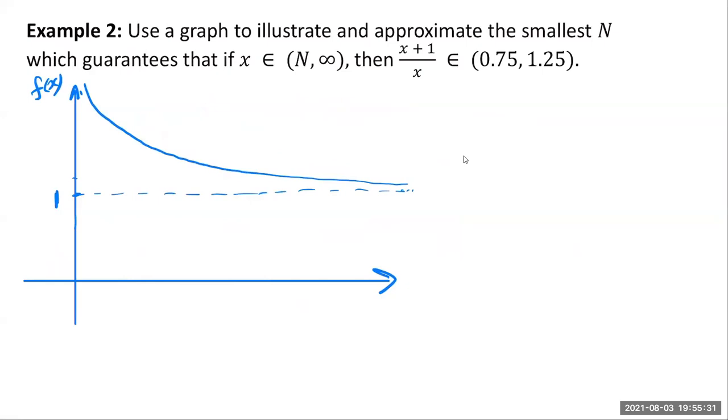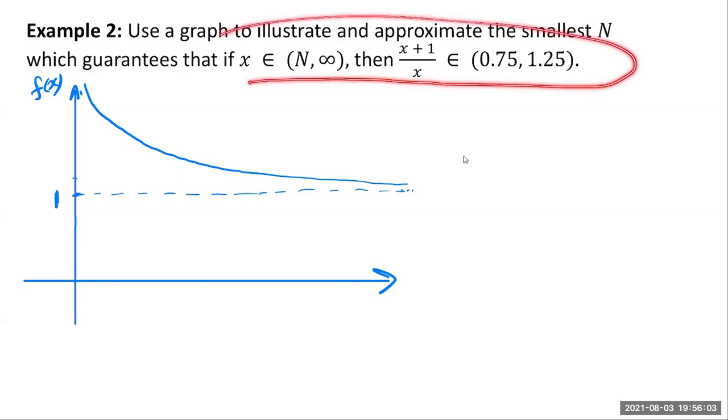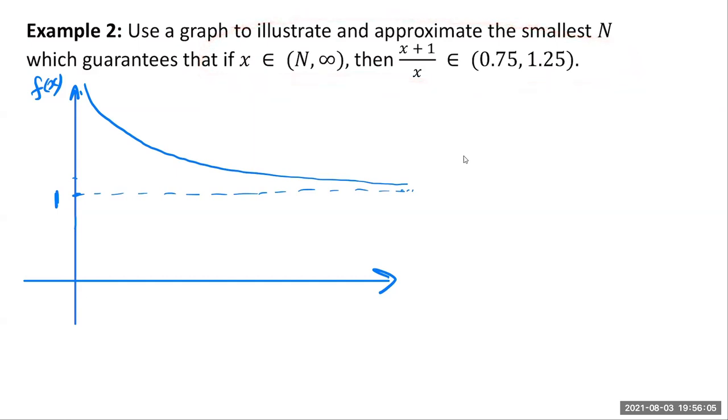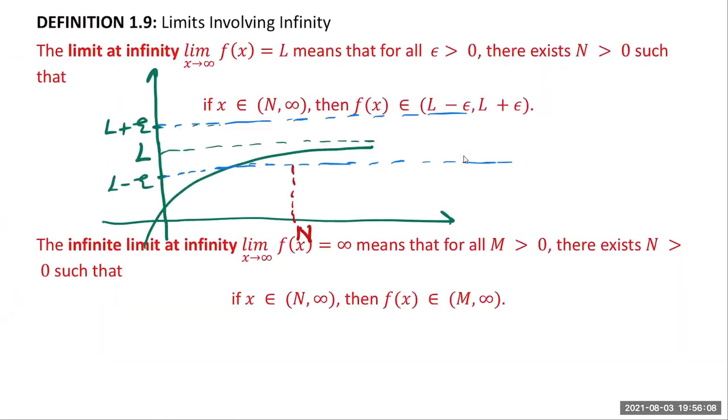All right, let's do some examples now. This is example 2, I guess. Use the graph to illustrate and approximate the smallest n, which guarantees if x is in the interval n comma infinity, then x plus 1 over x is in this interval. Okay. First of all, let's try to understand what definition would go with this one. Okay. What do you think? Which definition would go with that one?